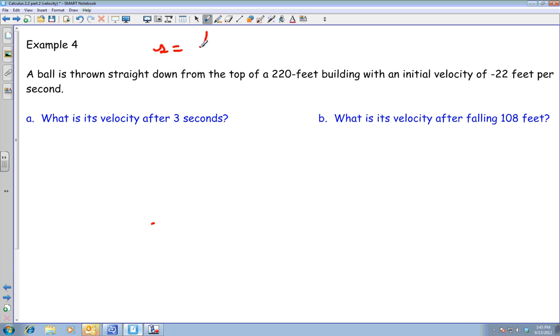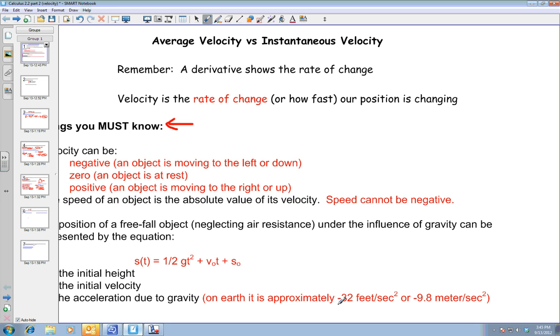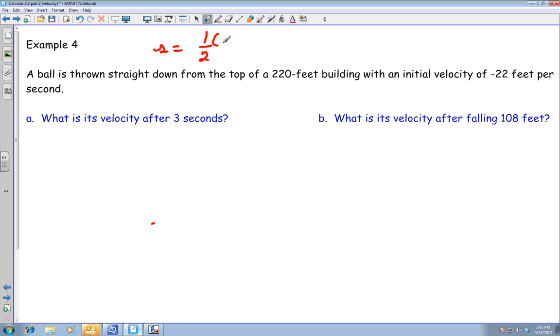equals 1/2. Now I'm either going to use 32 feet per second for my gravity, negative 32, or negative 9.8. Since I'm in feet, I'm using negative 32 feet per second. So negative 32 t squared plus v sub 0 t plus s sub 0. That's the equation that was on your first page.